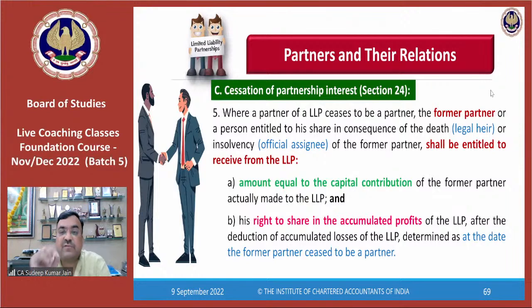what he will claim from the firm: an amount equal to the capital contribution of that partner he actually made, and the share in profit after reducing the losses. It means net profit.